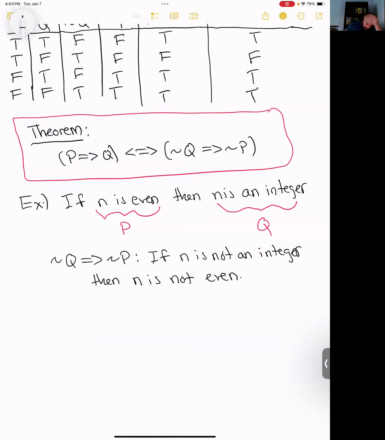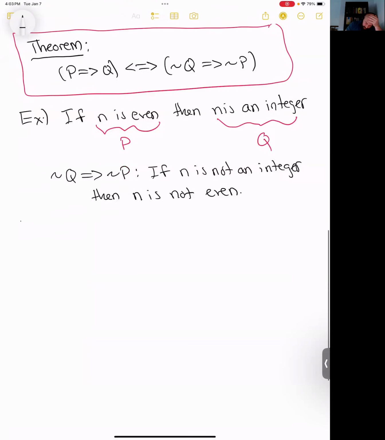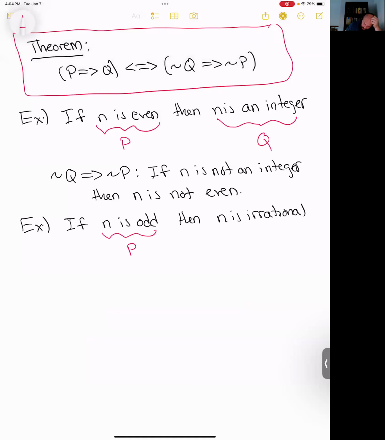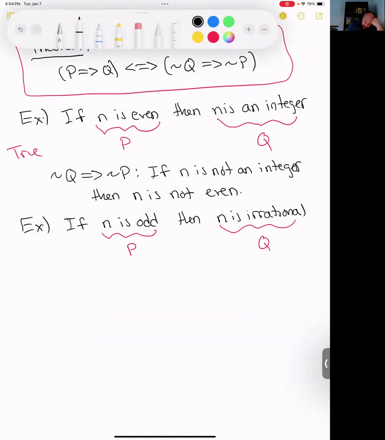Let's just look at one more example of this. So if n is odd, then n is irrational. So here, of course, we can identify what P and Q are. This is P, this is Q. So this other one was true in both cases, they're equivalent. In this case, it's false, right? So P implies Q is false.